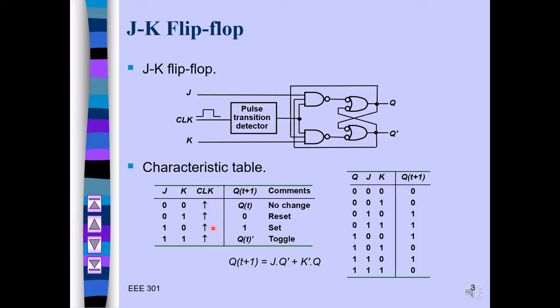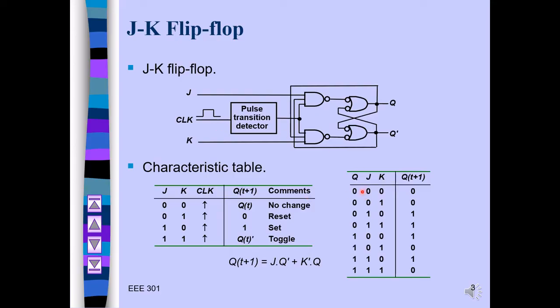So at the clock edge, if your JK is 0 0, no change. 0 1, where K being 1 means reset. J being 1 means set, so 1 0 is set, and 1 1 is toggle. Previously it was invalid. If you look here, Q is your present state, Q(t+1) is your next state, and J and K are your inputs.